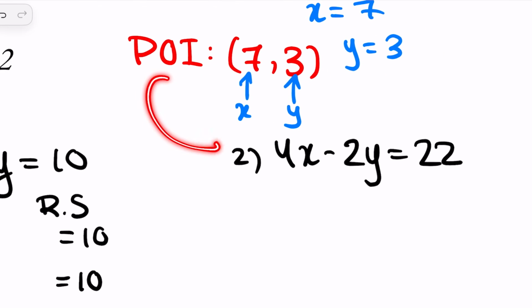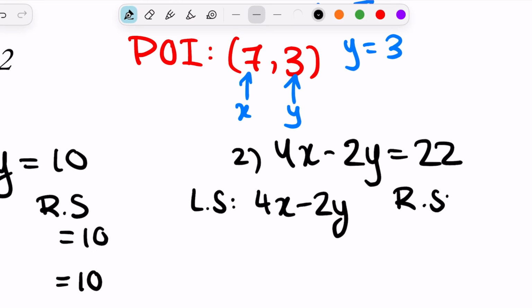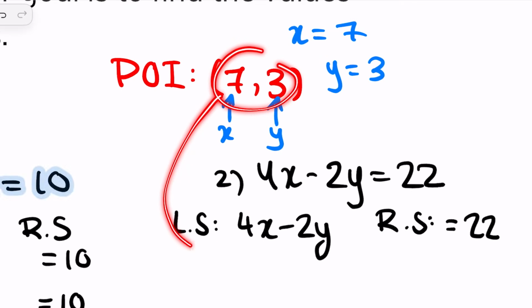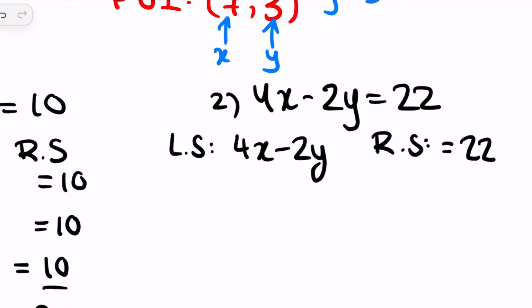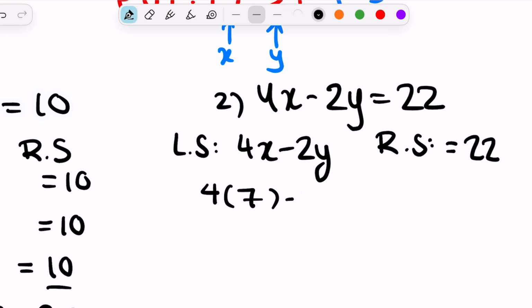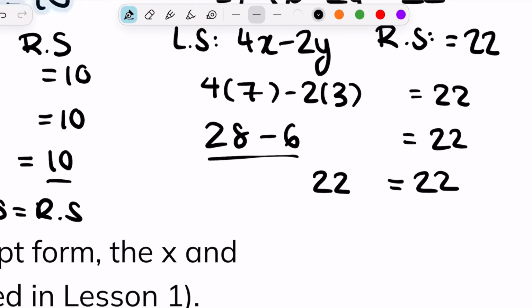Now we're going to do the same thing for this line right here. Here, the left side is 4x minus 2y, and the right side is 22. Again, we're going to sub in the point, so x is 7, y is 3, and compute to see if that equals the right side, which is 22. So 4 times 7 minus 2 times 3. The right side is still 22. Here we have 28 minus 6. So 28 minus 6 is 22, and the right side is 22. Are they equal? Yes, they are. Therefore, left side equals right side.